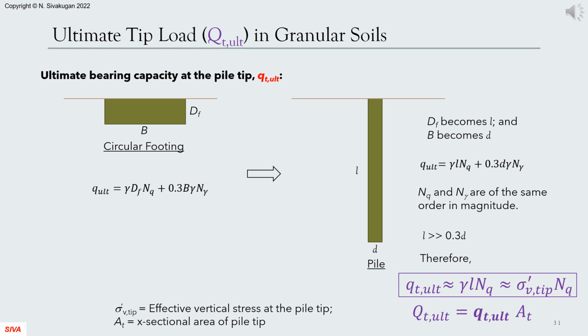The ultimate tip load of a pile is the product of the ultimate bearing capacity at the pile tip and the cross-sectional area of the pile. Therefore, we need to know the ultimate bearing capacity at the pile tip. Let's compare the circular footing and the pile as shown in the figure. The depth df of the footing is similar to the pile length L, and the diameter of the footing B is similar to the pile diameter D. If we use the bearing capacity equation for a circular footing, we can deduce that the ultimate bearing capacity of the pile tip is simply the product of the effective vertical stress at the pile tip and a bearing capacity factor NQ.